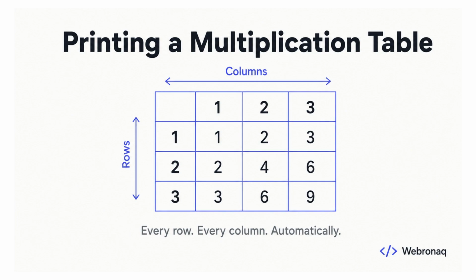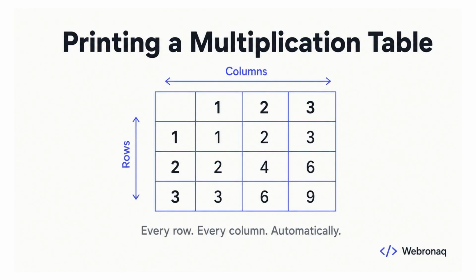Hello friends, imagine you need to print a full multiplication table. Every row, every column, all the products filled in automatically. You could write one line of code per cell, but that would take forever and fall apart the moment the table size changes. What you really need is a way to repeat work inside work. A loop that itself lives inside another loop. That is exactly what nested loops do.